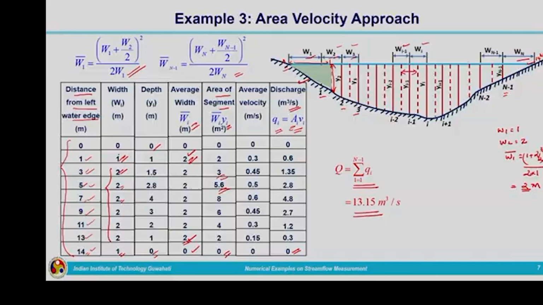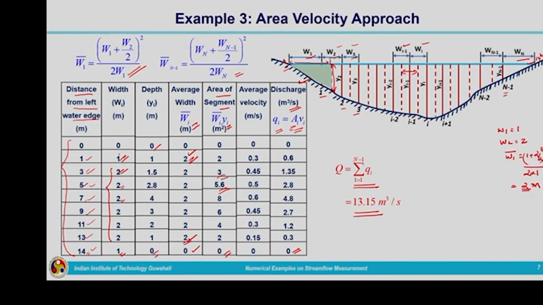So, this will give you more or less accurate results if your measurements are accurate, because we haven't made any compromise on the areas coming on the left hand side and the right hand side, that is areas near to the left bank and the right bank. That much about area velocity approach. Now, let us move on to example 4.